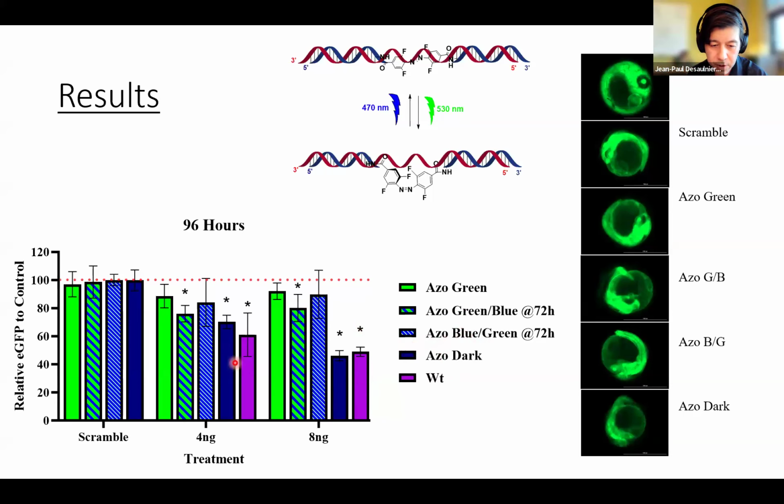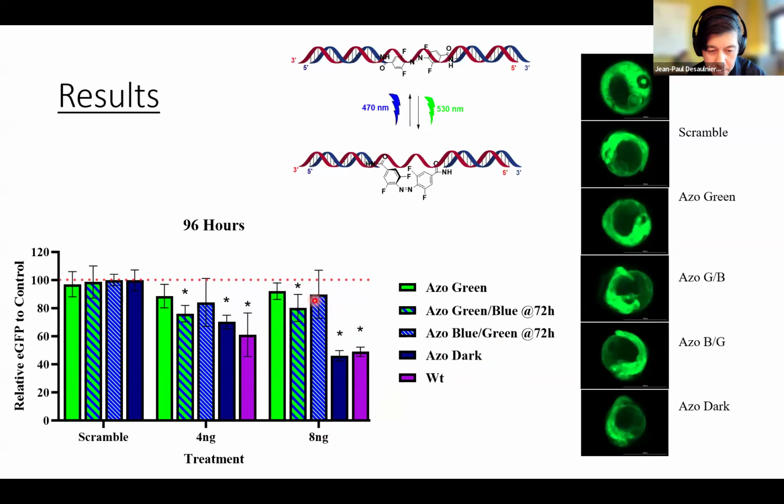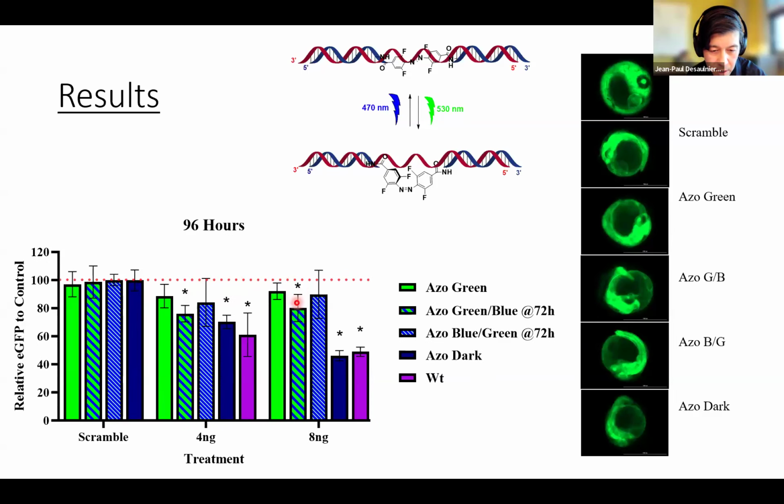Certainly we can still see pronounced gene silencing with the azo dark and wild type, more attenuated at 8 nanograms because it's more concentrated. But with the azo blue to green, in the previous experiment, I'll just flip back quickly. You can see we're seeing activity silencing, but now these bars are going up, meaning that they're starting to become inactive. And then I'll just flip back. You can see these bars here were inactive, but now they're starting to go down, meaning that we're starting to turn on the siRNA after 3 days of inactivity.